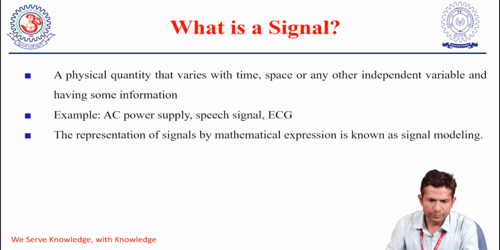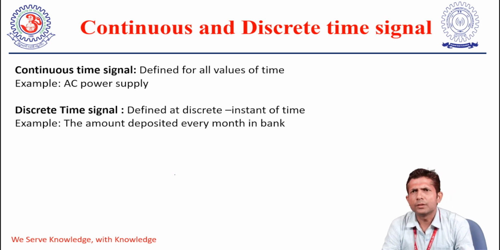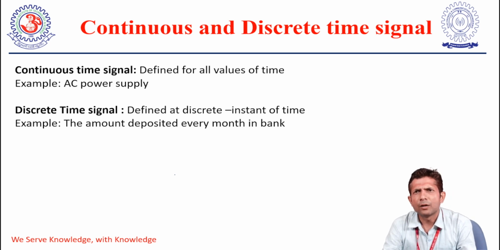Now, next, we will study how many types of signals there are. There are basically two types of signal. The first one is the continuous time signal, and the second one is the discrete time signal. So, what is the difference between a continuous time signal and a discrete time signal? First of all, we will see what a continuous time signal is. A continuous time signal is that type of signal which is defined at all values of time.